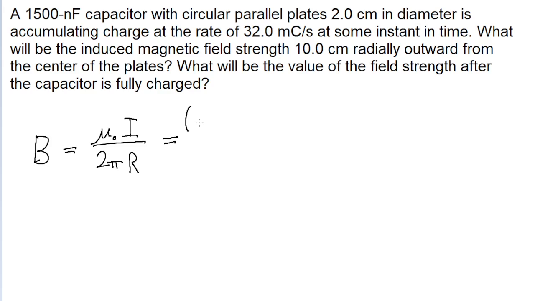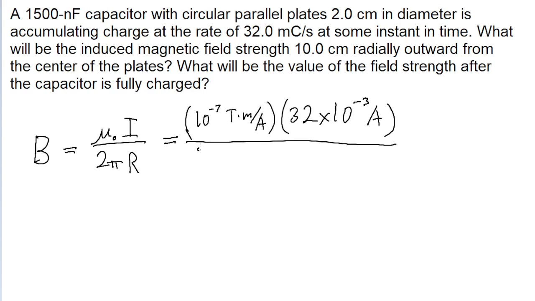Recall that the magnetic constant is about 10 to the power of negative 7 Tesla meters per ampere, and you multiply by the current. The current is given to us: we're told the rate of charge, 32 millicoulombs per second, but remember that 1 coulomb per second is just the same thing as an amp, so it's 32 milliamps. So that's 32 times 10 to the power of negative 3 amps, all divided by 2 pi, multiplied by the radial distance away, which is given as 10 centimeters from the center, so that's 0.1 meters.